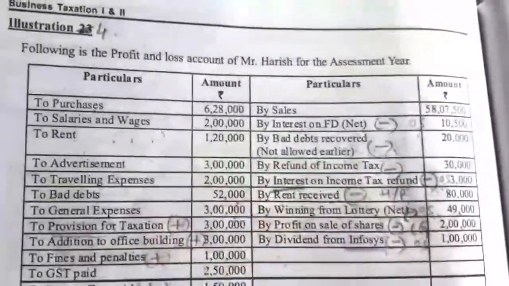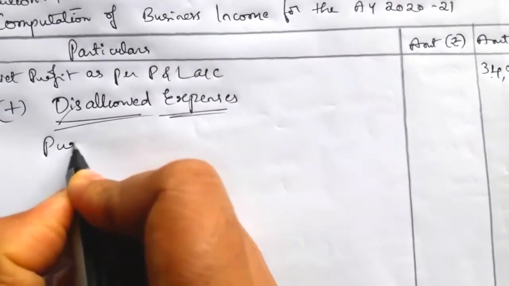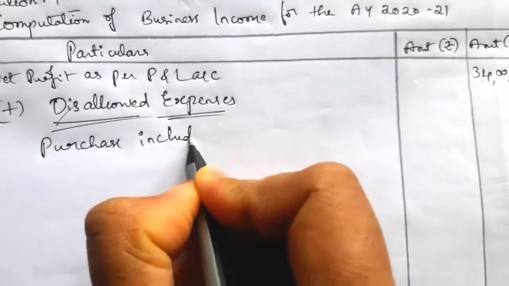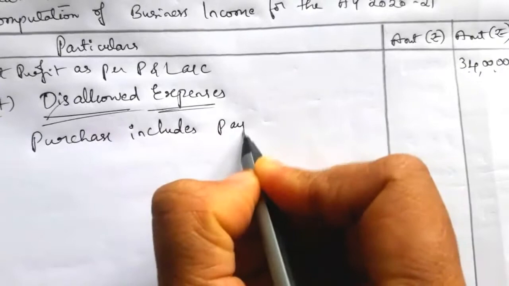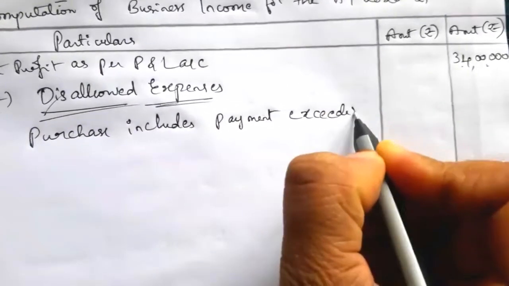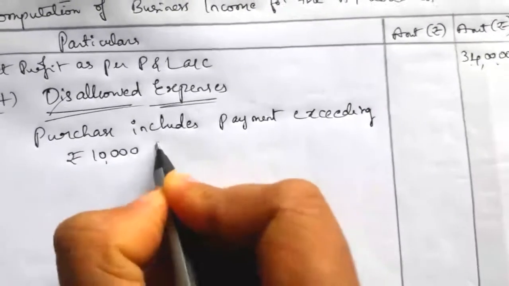Here there is one adjustment relating to purchase. The purchases include 30,000 paid in cash. It is disallowed. So write: purchase includes payment exceeding rupees 10,000 in cash.